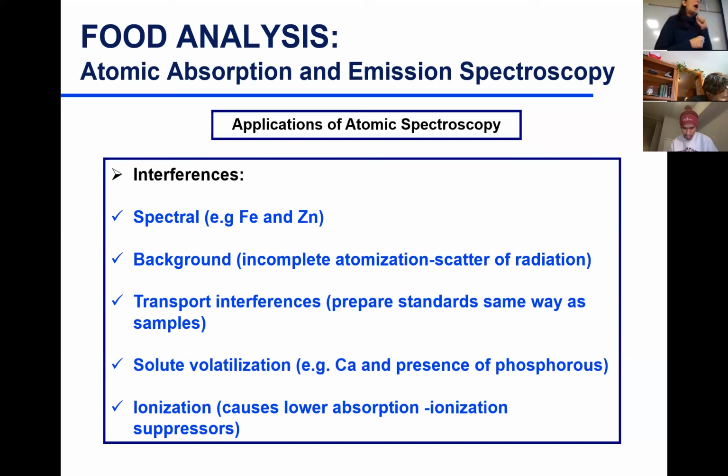So if you have a really hot flame, some of your atoms can ionize when the flame is really hot. And if they ionize, they won't absorb in the same spectra. So you get underestimation of your atoms or of your elements. So again, incomplete atomization or ionization has to do with your flame. You always want to make sure that your flame is well adjusted so that you get appropriate atomization with no ionization.